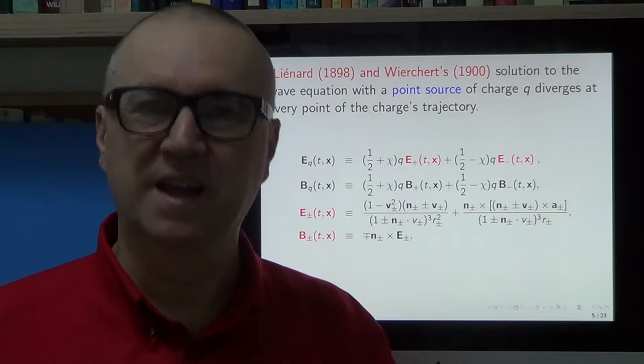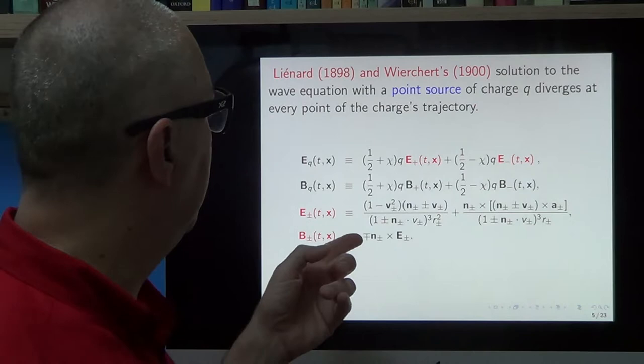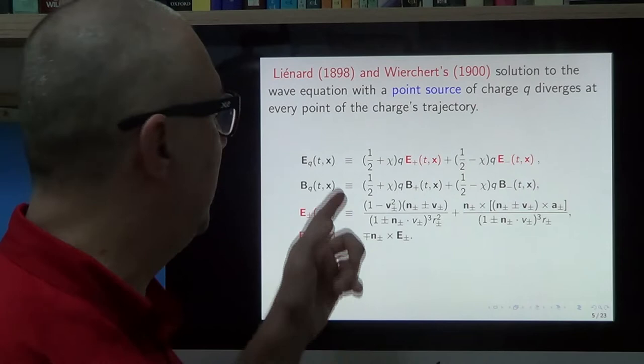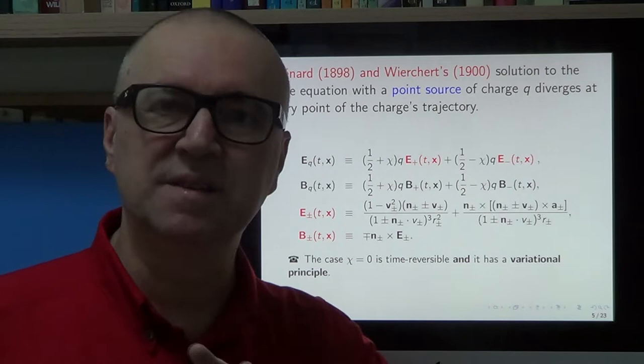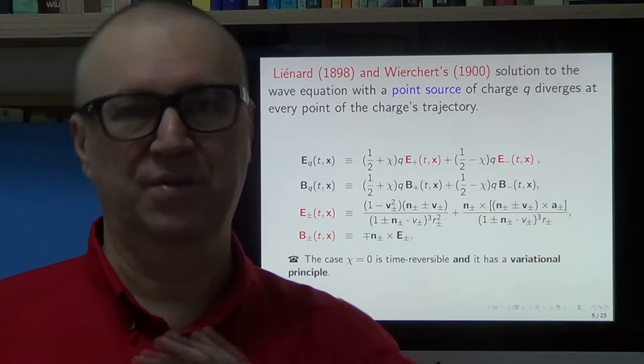And the magnetic field is transversal to E, is the vector product of n times E, minus or plus. The case chi equal to 0 is time reversible and it has a variational principle. This is the only case that has a variational principle, which is the base of variational electrodynamics.